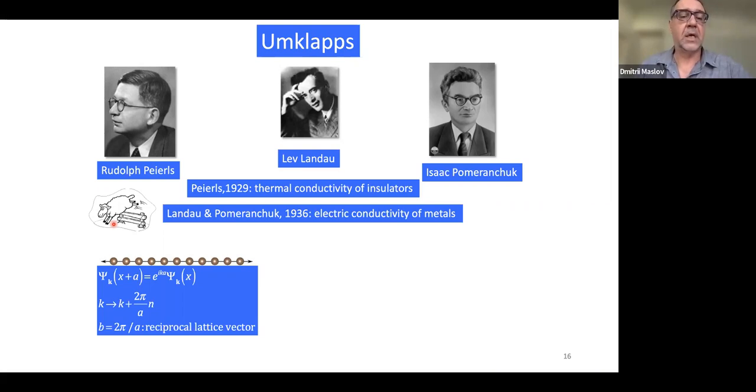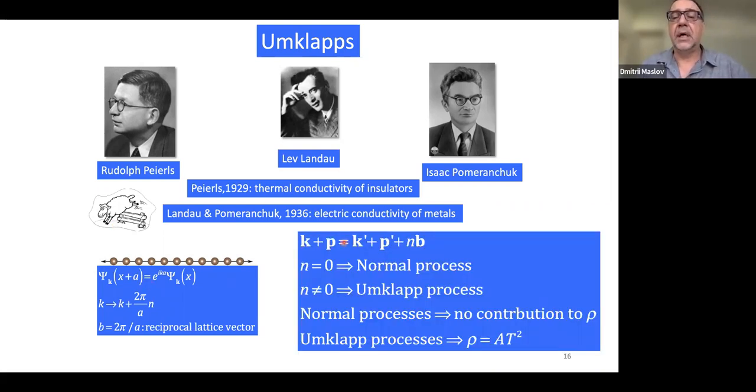What we have is a quasi-momentum, and the momentum conservation can be obeyed up to an arbitrary number of reciprocal lattice vectors, which is G. So if we don't have the reciprocal lattice vector on the right hand side, this is known as a normal process, which conserves the momentum as if the lattice is absent. And if n is not equal to zero, then it is an umklapp. And normal processes normally don't contribute to resistivity. Umklapp processes give you in the Fermi liquid the T squared law.